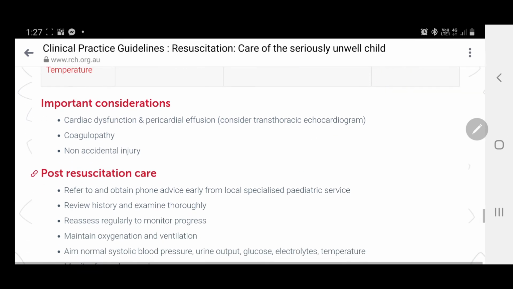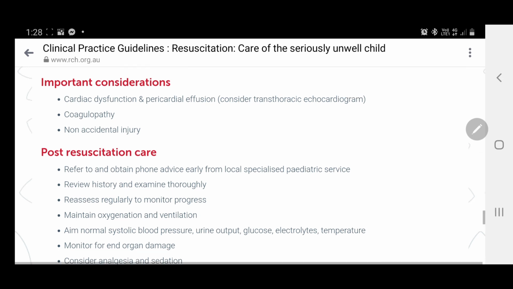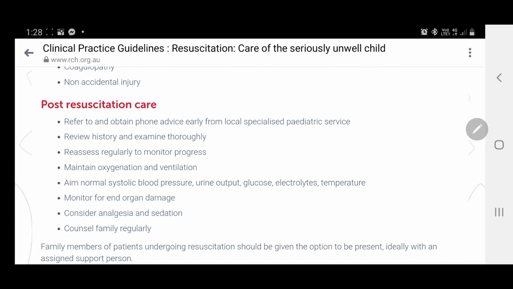Now, there are some important considerations that we should keep in mind. Cardiac dysfunction and pericardial effusion: if that's the case, we should consider a transthoracic echocardiogram. We should consider coagulopathy and non-accidental injury. Now, as for the post-resuscitation care, we refer to and obtain phone advice early from the local specialized pediatric service. Review history and examine thoroughly. Reassess regularly to monitor progress.